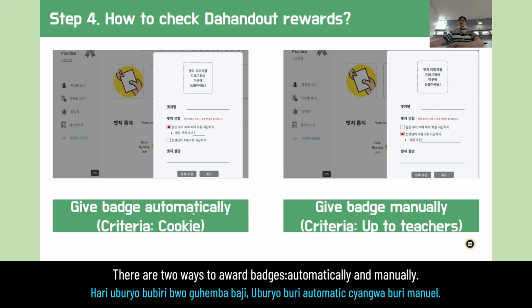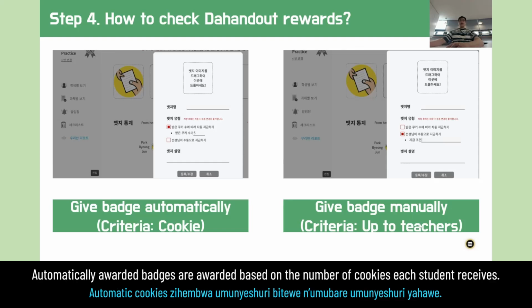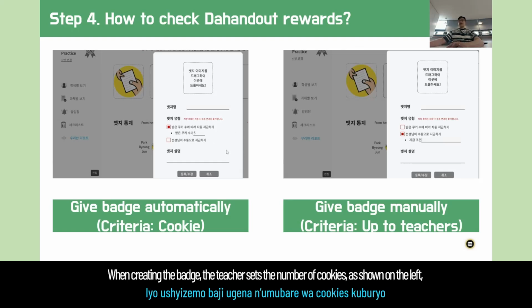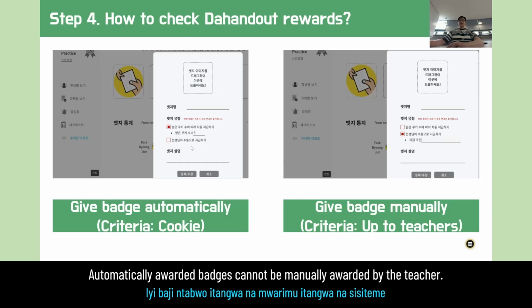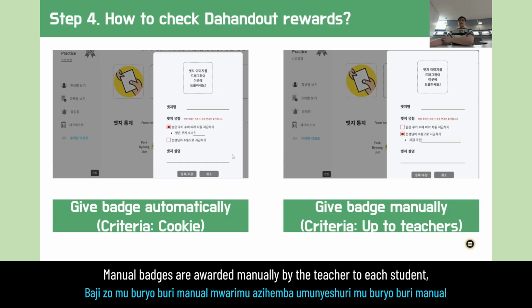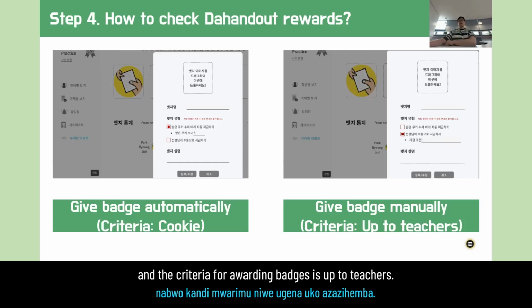There are 2 ways to award badges, automatically and manually. Automatically awarded badges are awarded based on the number of cookies each student receives. When creating the badge, the teacher sets the number of cookies as shown on the left, and the badge is awarded automatically after that. Automatically awarded badges cannot be manually awarded by the teacher. Manual badges are awarded manually by the teacher to students, and the criteria for awarding badges is up to teachers.